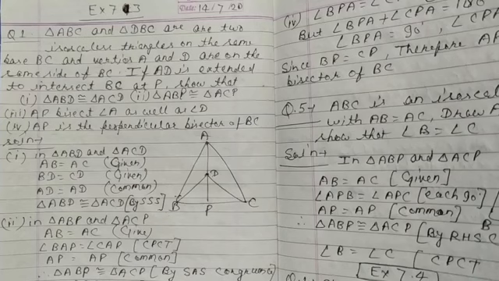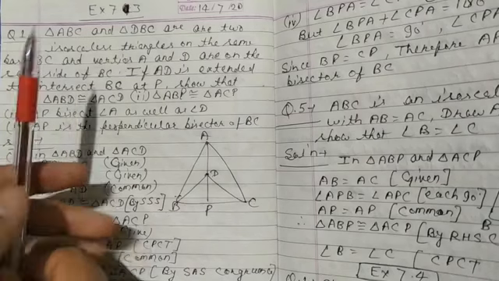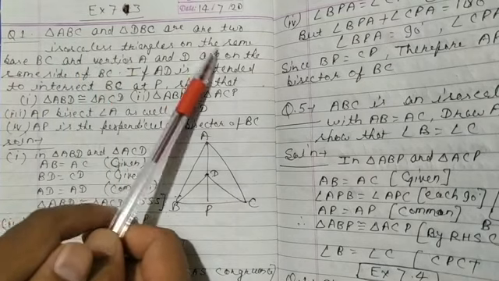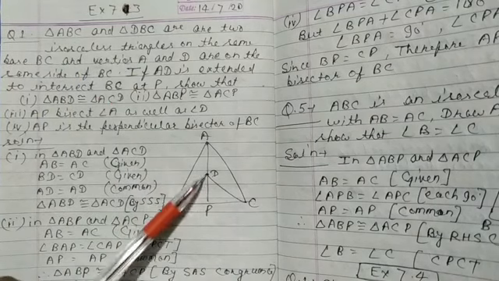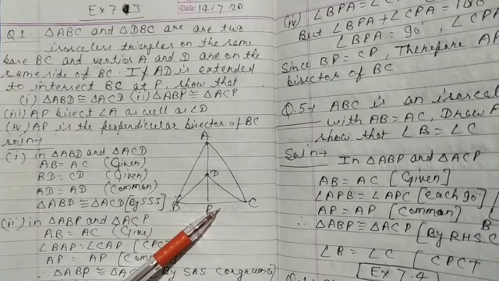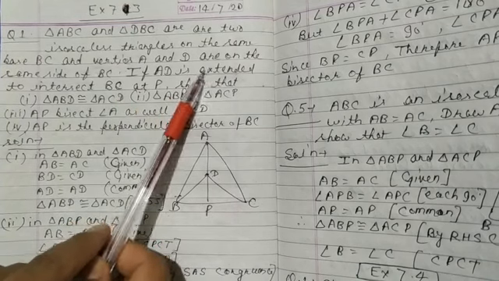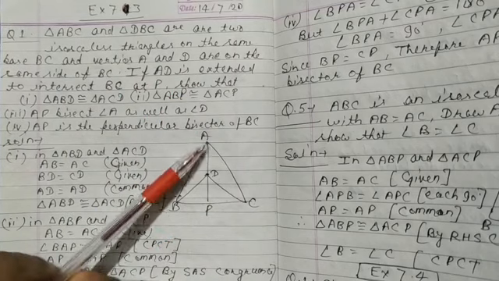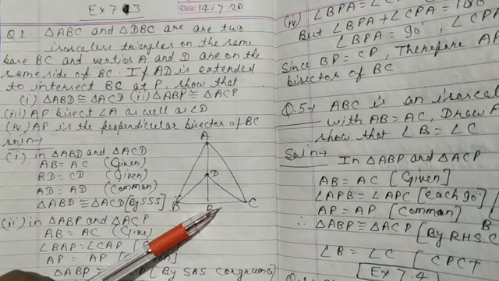Exercise 7.3, question number 1. Triangles ABC and DBC are two isosceles triangles on the same base BC, and vertices A and D are on the same side of BC.